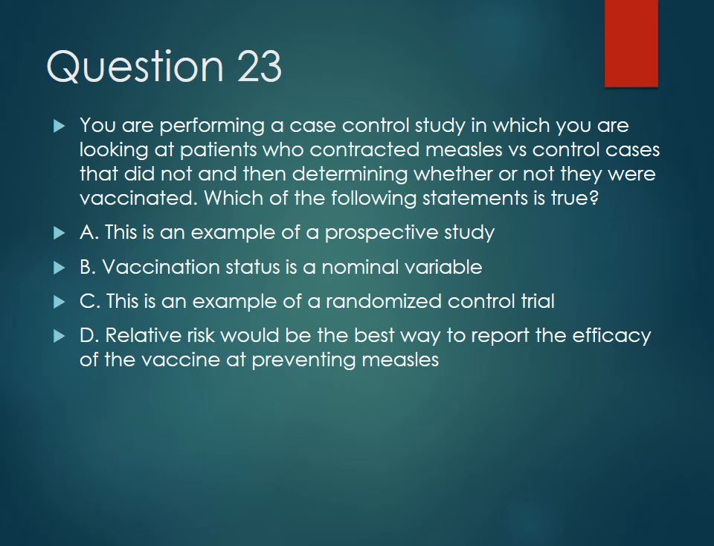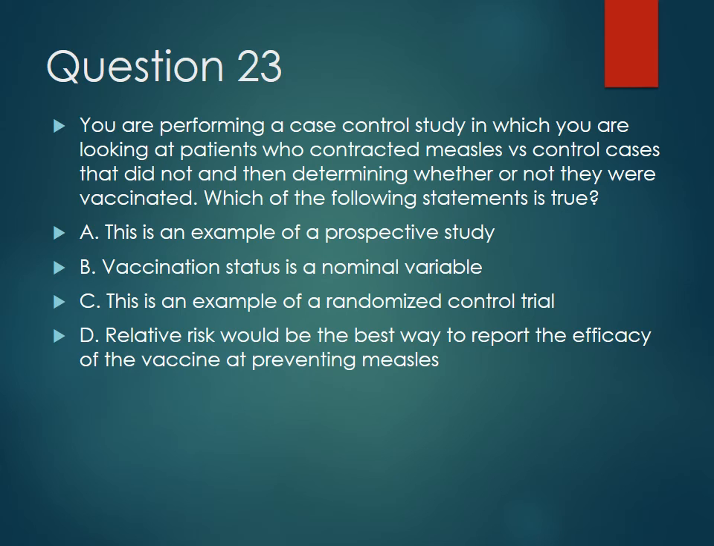Okay, so you're going to perform now a case control study in which you're looking at patients who contracted measles versus control cases that did not, and then you're determining whether or not they were vaccinated. Which of the following statements would be true? This is an example of a prospective study. This one you can rule out because, again, we're doing a case control study and we're looking at patients who have already had the outcome. So we're looking for patients who either had measles or the control cases which didn't. So because we're looking backwards, this would be a retrospective study.